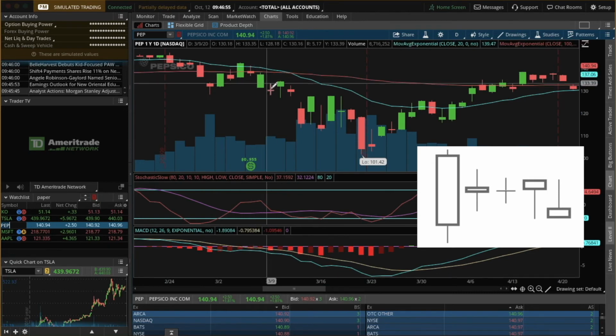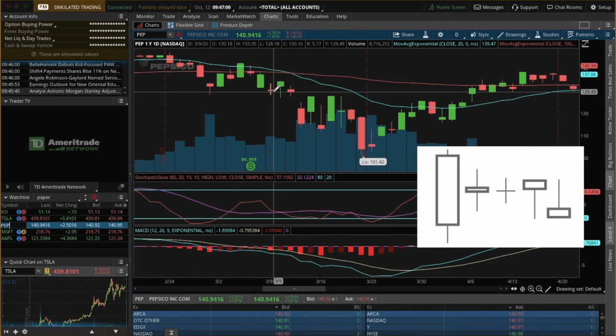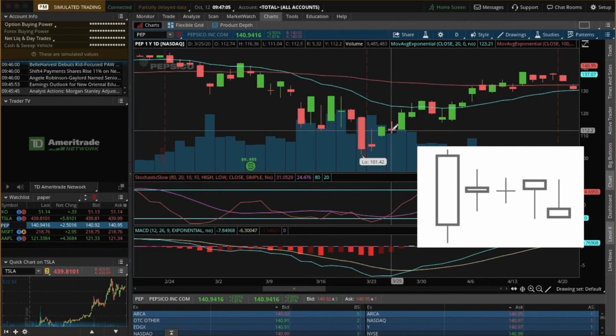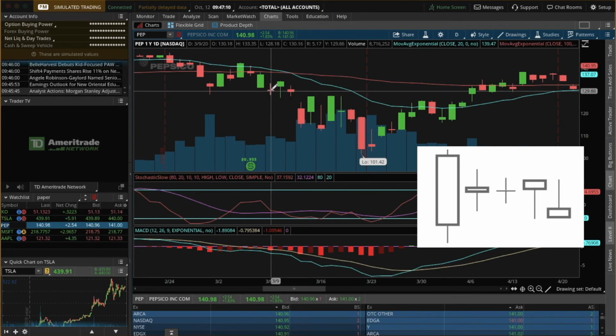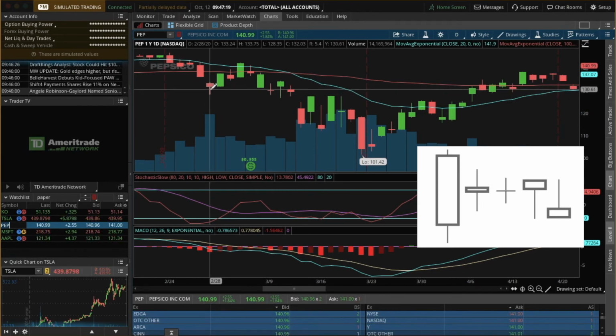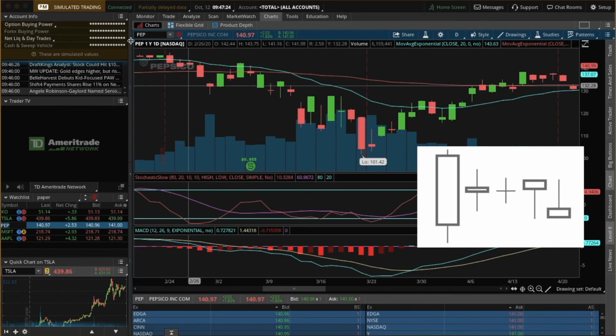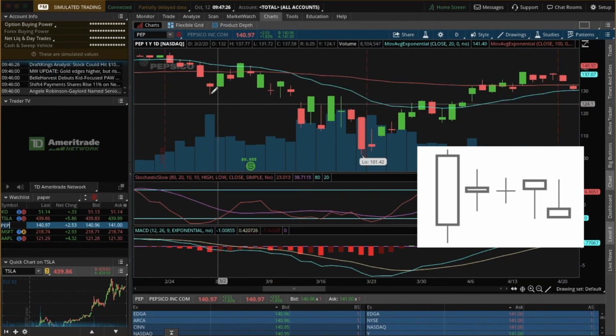The doji is a candlestick which looks like a plus sign. It tells me that the stock could trend in any direction. There is no trend to be noticed because the stock opened and closed at the same or slightly different price. The hammer is a small body with a very long lower wick. This tells me that there has been a significant drop in price followed by a lot of buying activity that pushed the price back up. This usually happens when the stock hits its support level.